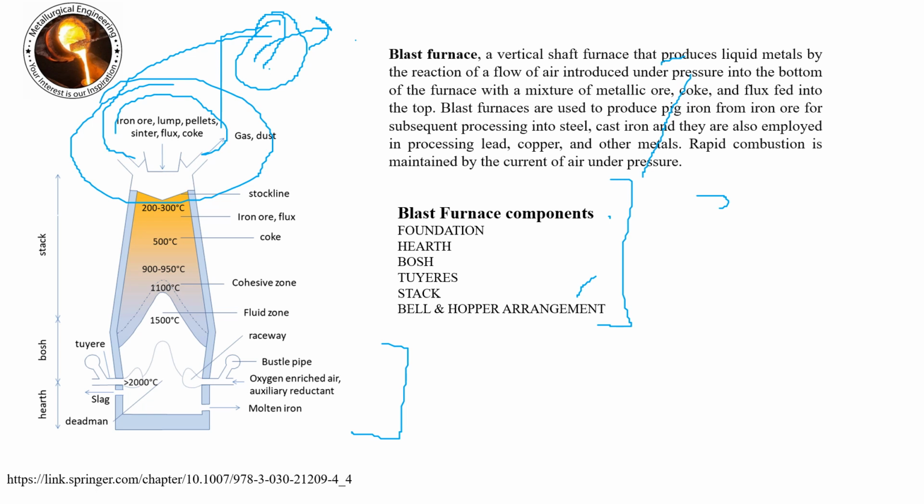Bell and hopper arrangement. Here is where we put the raw material, as we discussed initially. The hopper is a cone-like structure, you can see it like that, and it is used for charging the blast furnace. The double bell arrangement is still in use for charging the furnace.